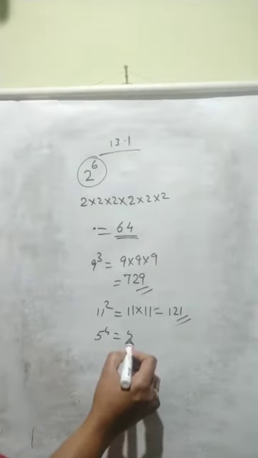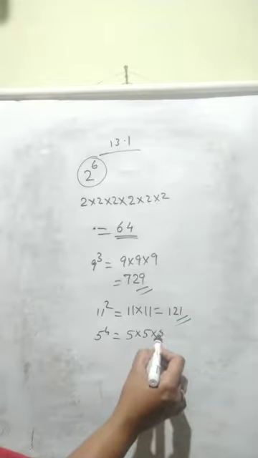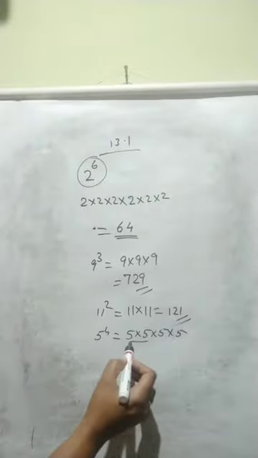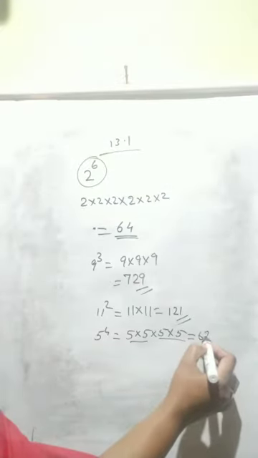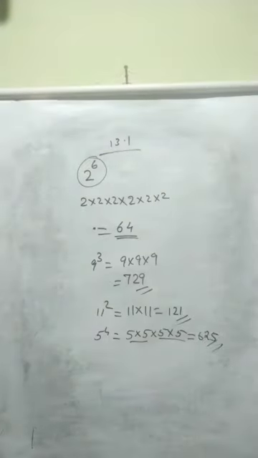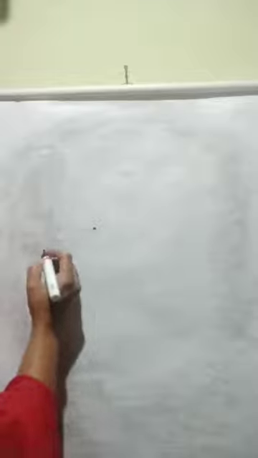That is 5 times 5 times 5 times 5. Here 5 5s are 25. Here also 25. 25 times 25. 625 is the answer. Got it? Next question is express the following in exponential form.